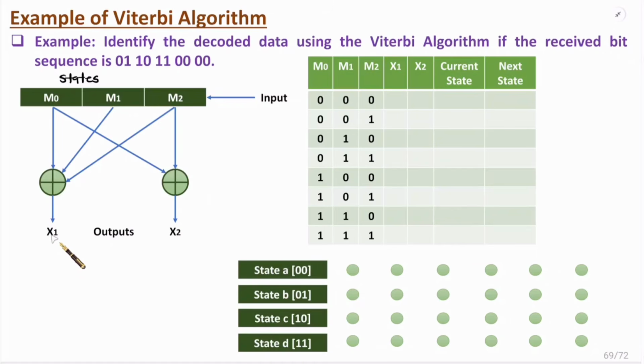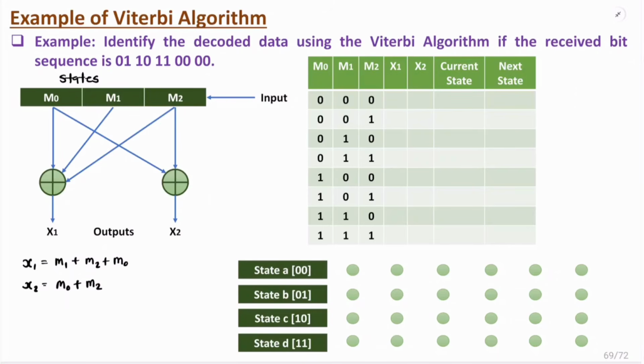If you talk about X1, then this X1 is the addition of M0, M1 and M2. So X1 is M1 plus M2 plus M0, addition of these three bits. And if you talk about the X2 output, then X2 is the addition of M0 and M2. So here the addition of M0 and M2 is X2. And always remember this addition is modulo-2 addition. Modulo-2 addition means XOR operation.